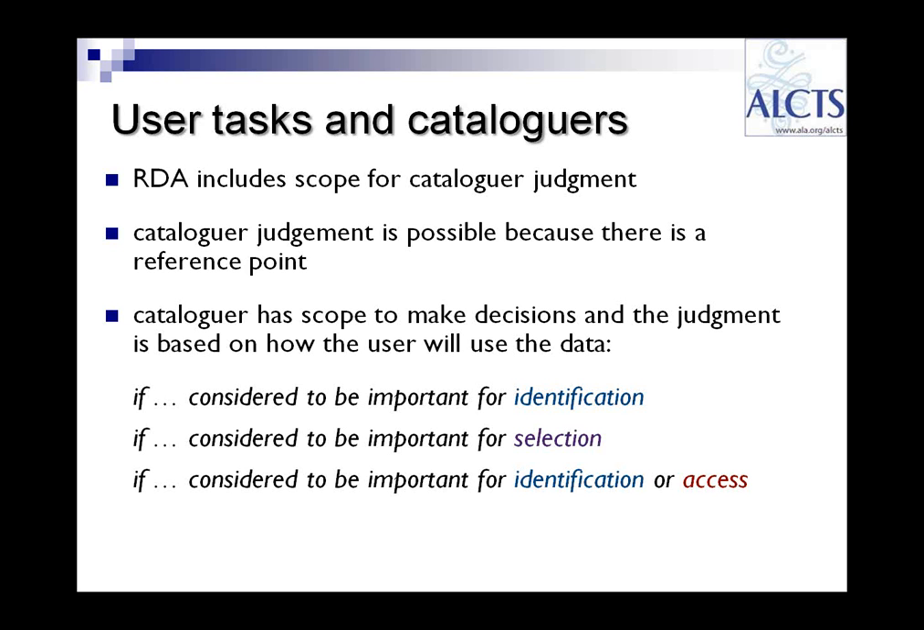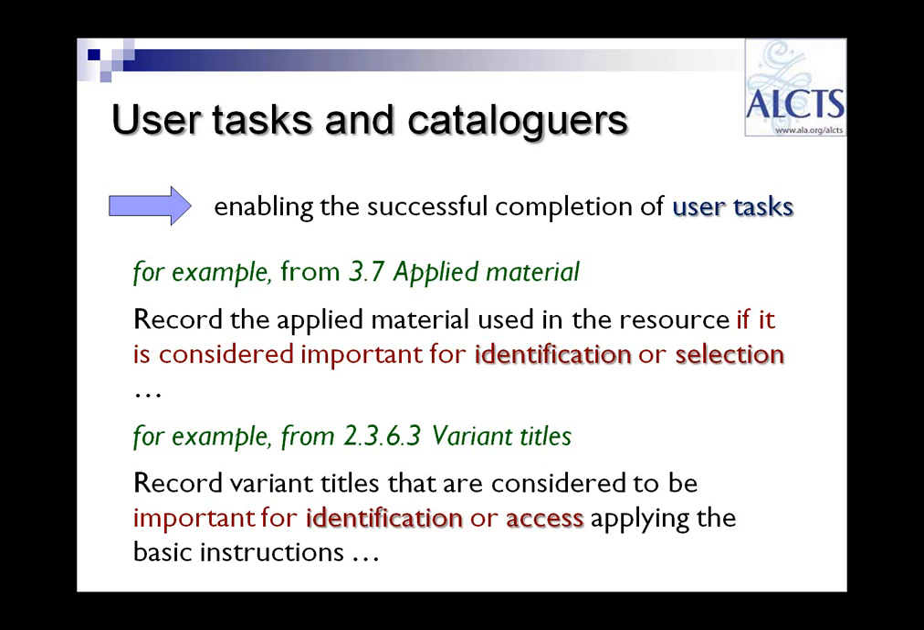So you'll see throughout RDA that there will be lots of instructions that have this phrase: if considered to be important for identification, if considered to be important for selection, if considered to be important for identification or access. And here we have two examples of instructions from RDA where you see that phrase in context. For applied material, record the applied material used in the resource if it's considered important for identification or selection. And similarly for variant titles, record variant titles that are considered to be important for identification or access.